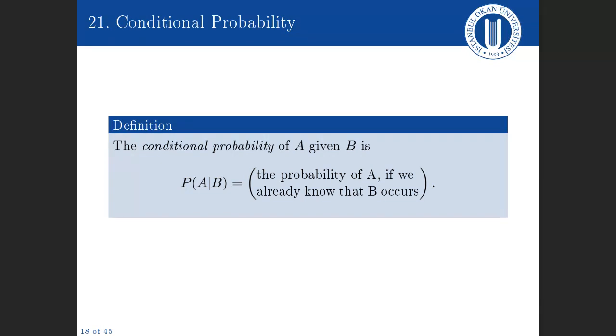For this, we have the idea of conditional probability. The probability of A given B is the probability of A if we already know that B occurs. This is called the conditional probability of A given B. So let me say that again. A is the event that we want to calculate the probability of. B, we already know occurs.